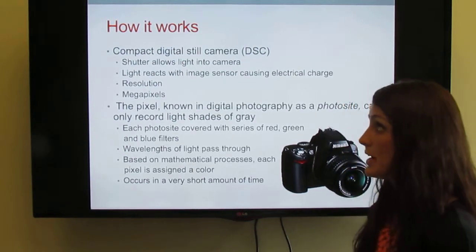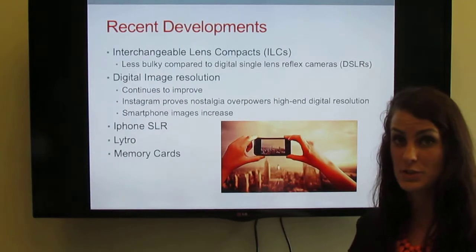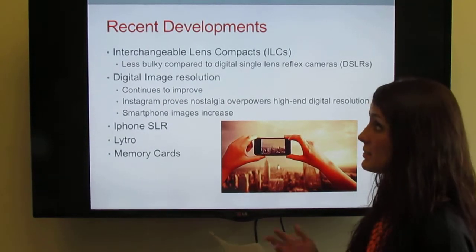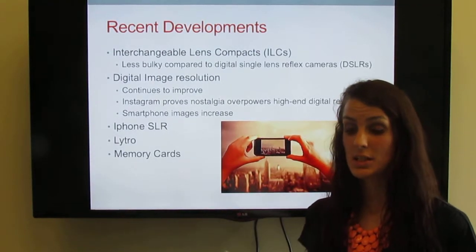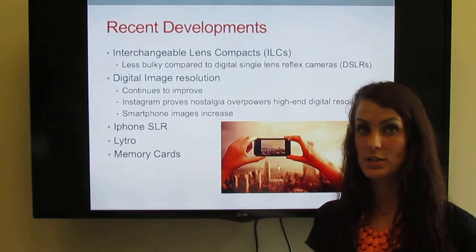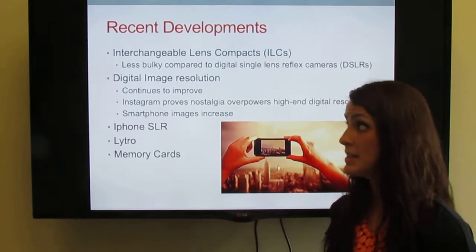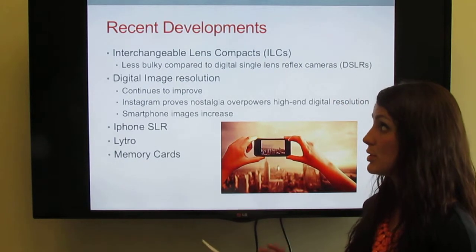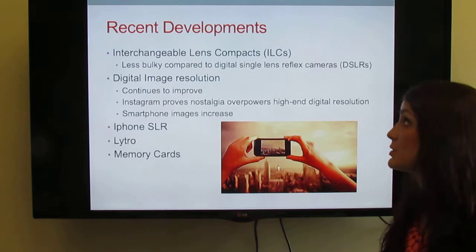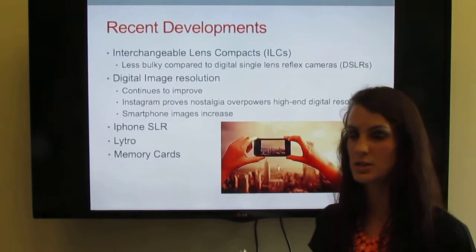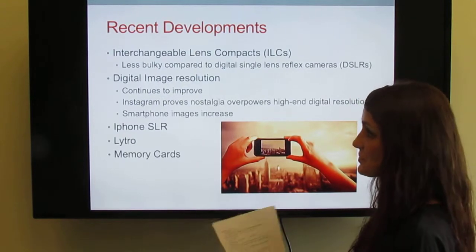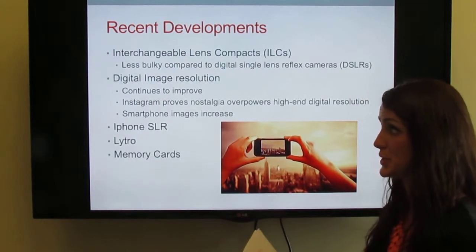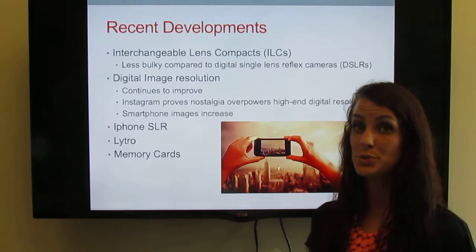Now we'll go ahead and go to the recent developments. There is the interchangeable lens compact, also known as ILC. This is a form that is less bulky compared to digital single lens reflex cameras, also known as DSLR. So it's a little bit smaller, a little bit easier to take pictures and transport. And also, digital image resolution continues to improve.